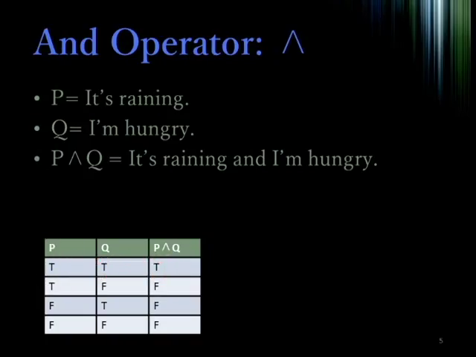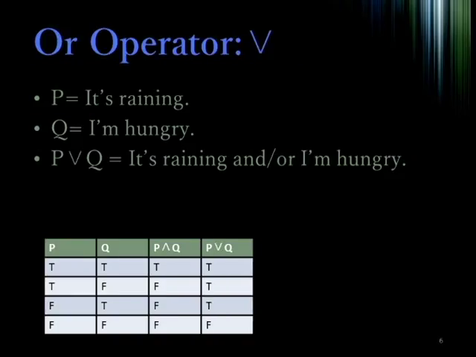Next, we have the OR operator. The OR operator is true whether P is true, Q is true, or both are true. It is only false in the condition when both P and Q are false. If you're an English speaker, this may be a little confusing because you might be used to phrases like, you can have soup or salad, meaning you can only have one or the other.